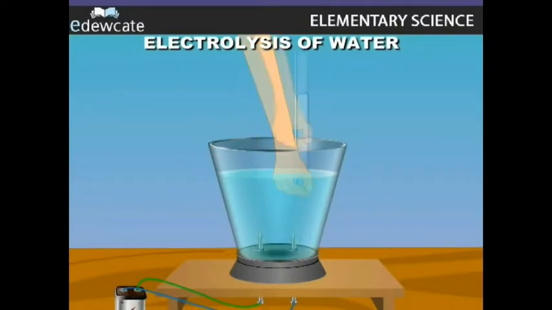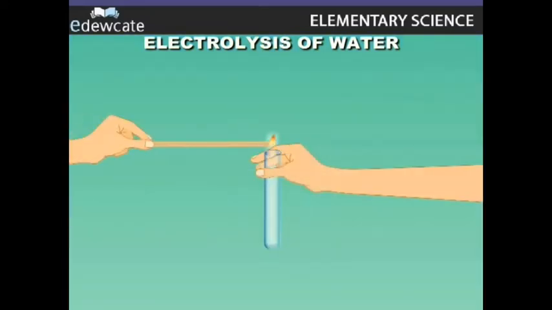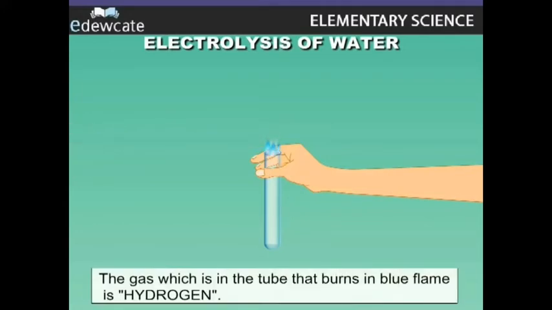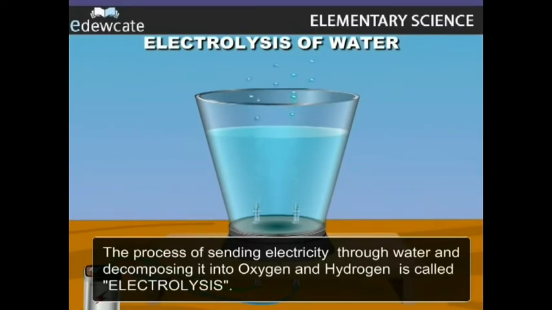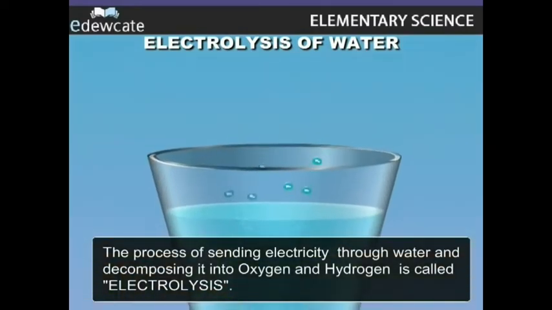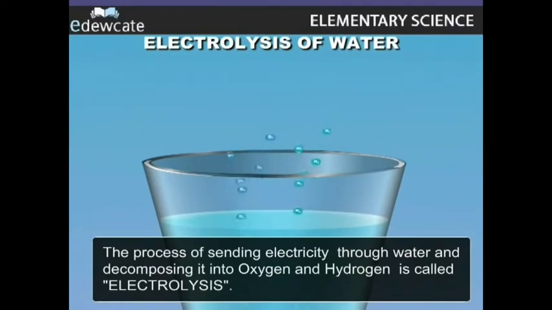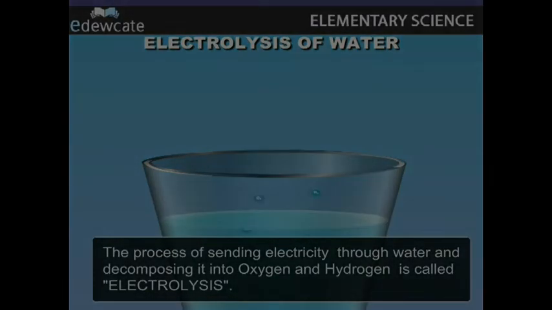Introduce another glowing splinter into the test tube where more volume of gas is formed. The splinter is put out with a pop sound. Hydrogen possesses this property. The gas in this tube, which burns with a blue flame, is hydrogen. The process of sending electricity through water and decomposing it into oxygen and hydrogen is called electrolysis.